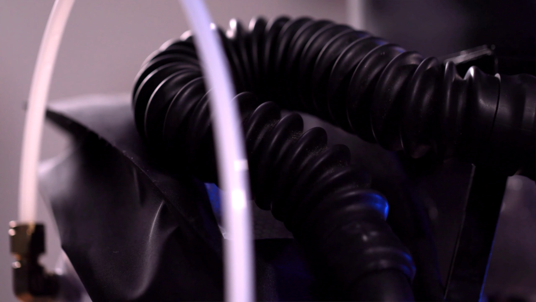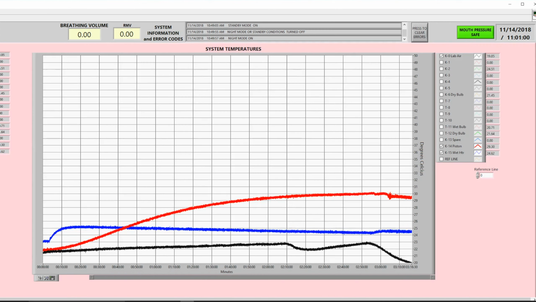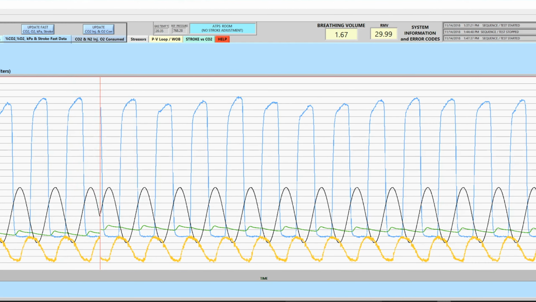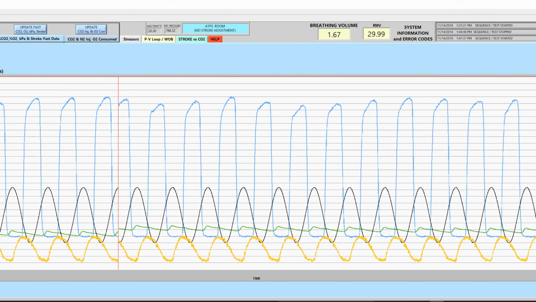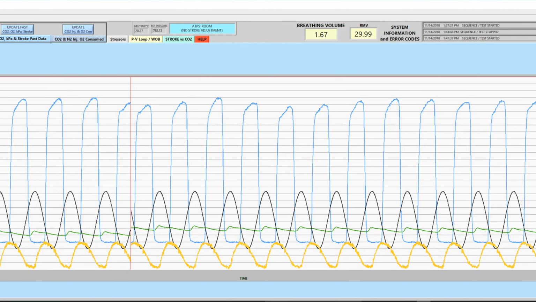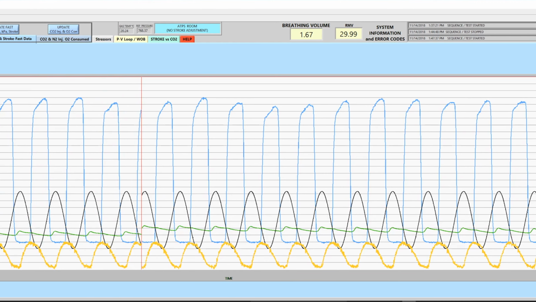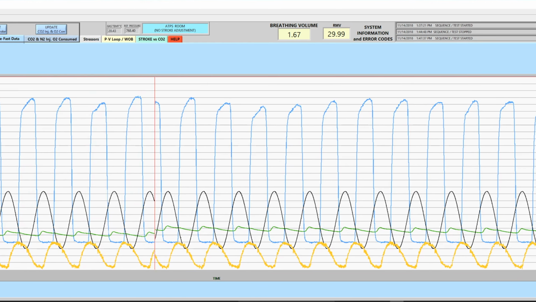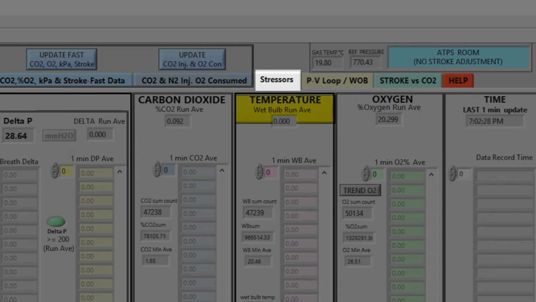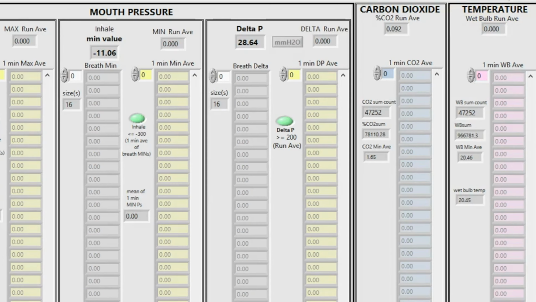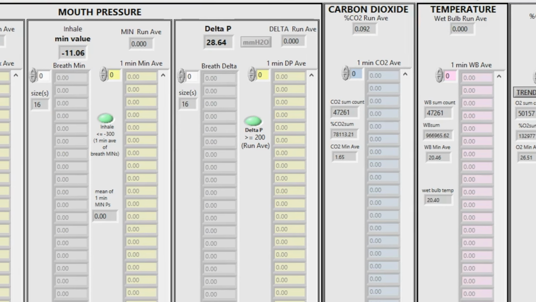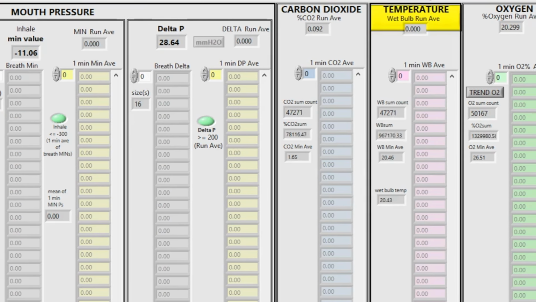While this testing is going on, we can monitor the temperatures, carbon dioxide and oxygen, and the nitrogen being re-injected along with the CO2 back into the system to effectively consume the oxygen that the human would. Stressors are evaluated separately in order to give the user a quick overview of the parameters that would cause the unit to fail. For more information on the functionality of each of these individual parameters, please check out our other videos available on our website.